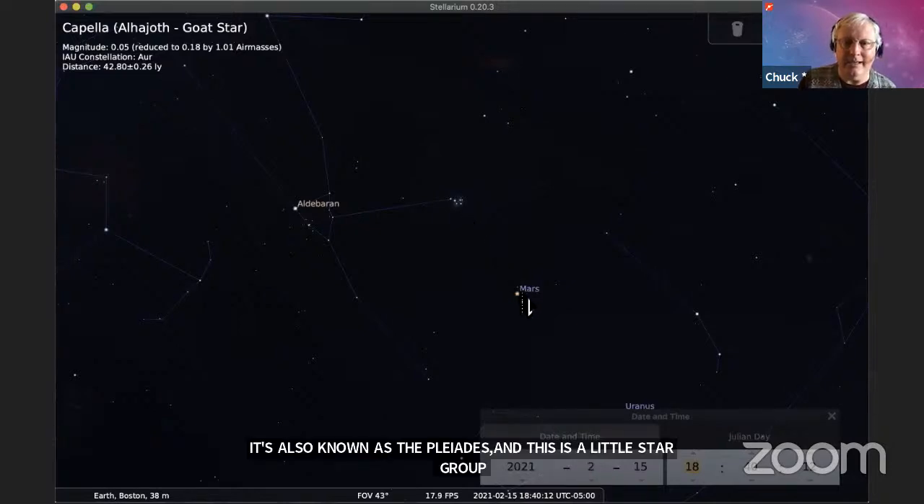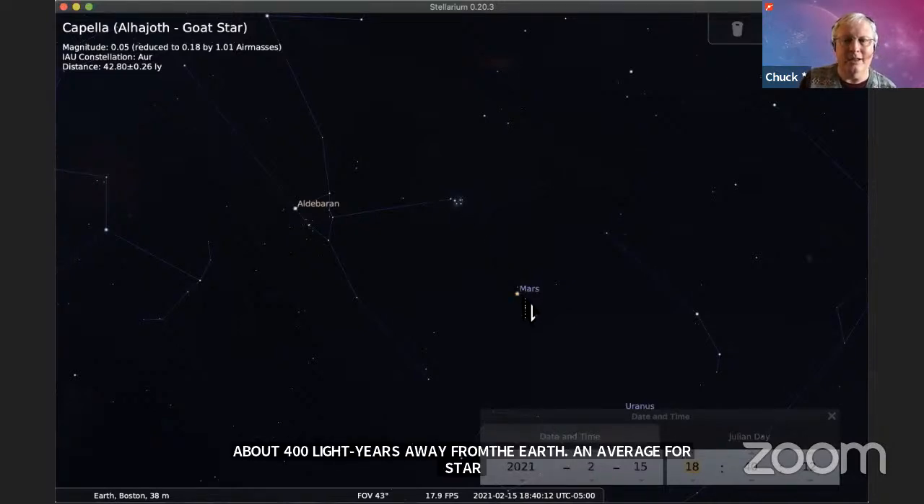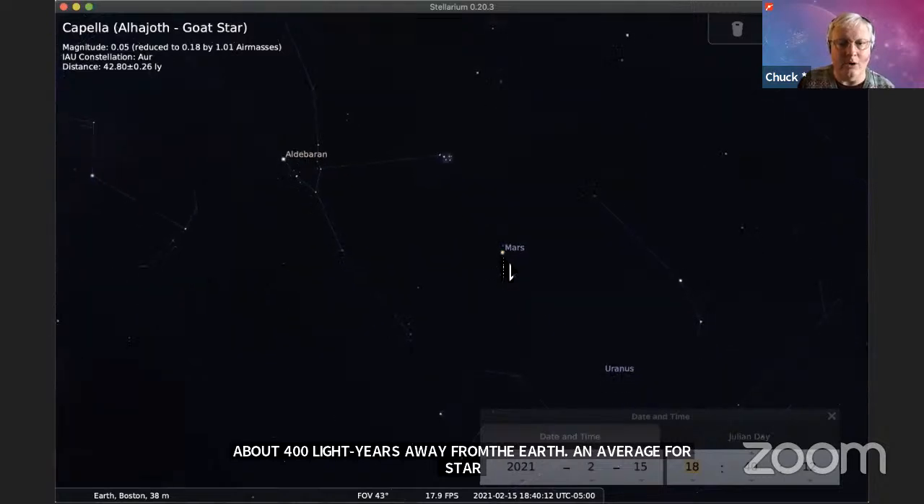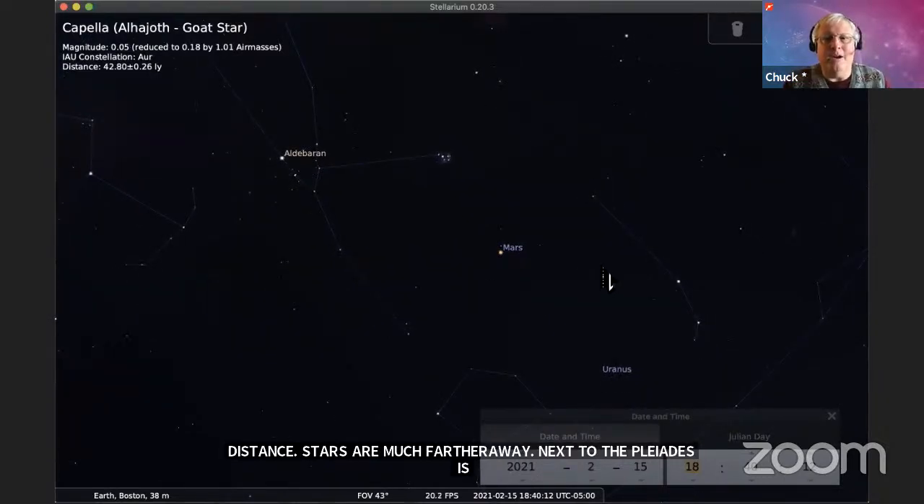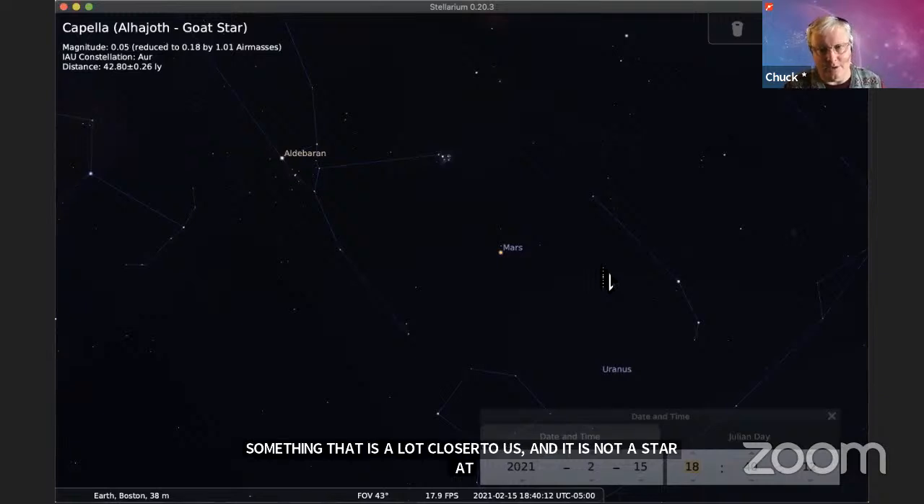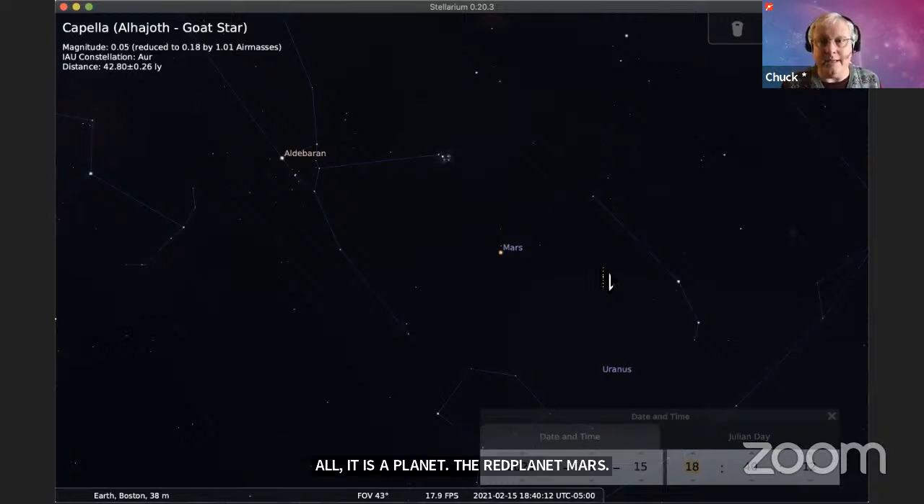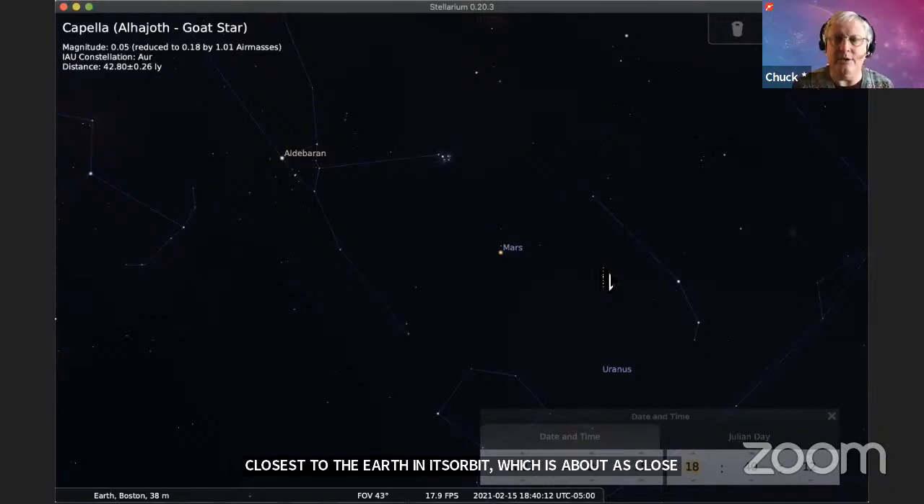Next to the Pleiades is something that is a lot closer to us, and it is not a star at all, but a planet, the red planet Mars. Now, the red planet Mars was at its brightest last October. It was closest to the Earth in its orbit, about 35 million miles away from us, which is about as close as it gets. And it was fully lit up, just like a full moon. All of the side of Mars facing us was illuminated, and so it was the brightest thing in the sky, except for the moon.